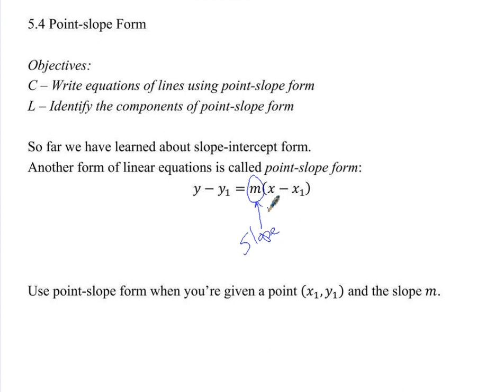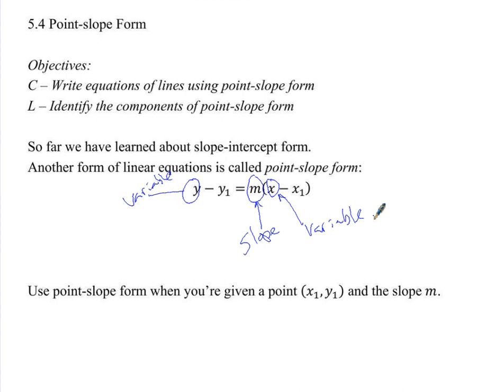What are y and x? What were they in slope-intercept form? Y and x were, starts with a V, variables. So this guy and this guy are your variables. So the only thing that's new on this one is this x1, y1. What is x1, y1? Point.